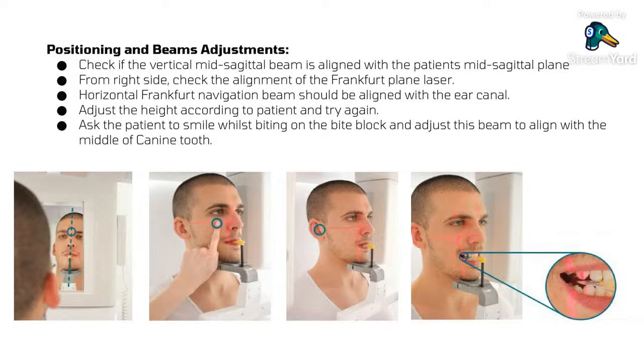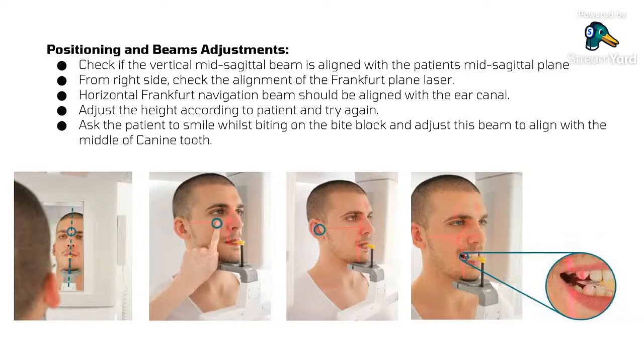You will find the lowest point of the orbit. If necessary, you would want to take the consent and touch the patient's under eye, okay, and feel the edge of the bone under the eye. Then you will check the alignment of the Frankfurt plane laser. This is a wide flare laser that appears as a flat line.